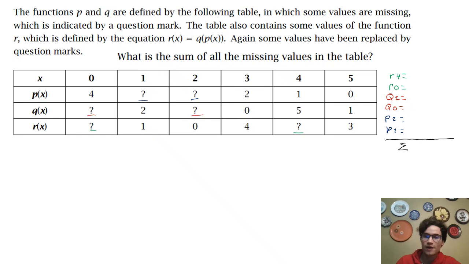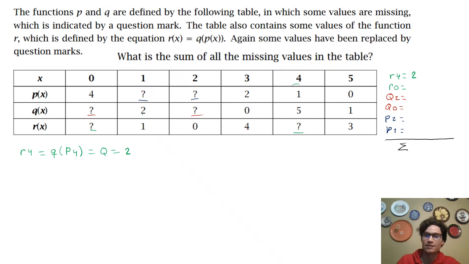First, let's start finding R4. We use the definition of R. This is equal to Q of P4. P4 is equal to 1, so this is equal to Q of 1. And Q of 1, see, is equal to 2. So the first missing value is 2.